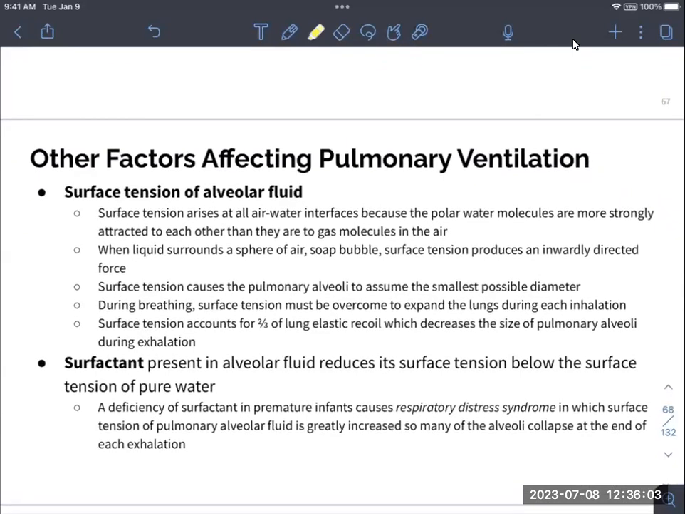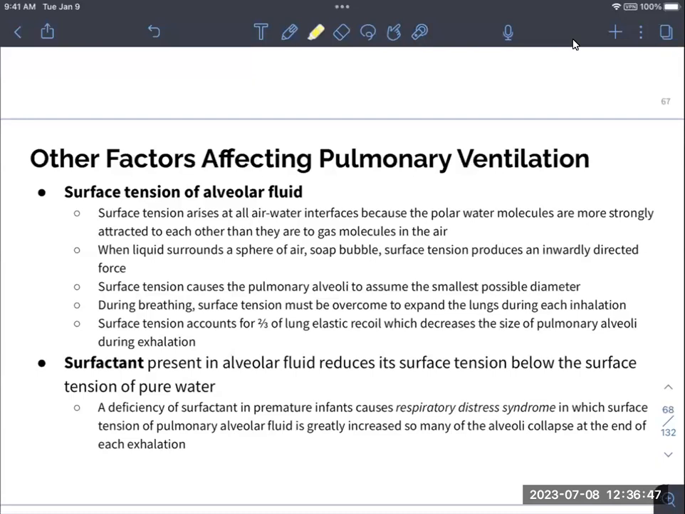So there's other factors that play a role into all of this. The surface tension of those alveoli. We mentioned that with the surfactant in the first half of this pulmonary lecture. So let's look at how it plays a role. So we have surface tension at any air-water interface. So where water and air come in contact, we create surface tension. If you have a bottle of water sitting by you, between that water and then the air above it, there's surface tension there.